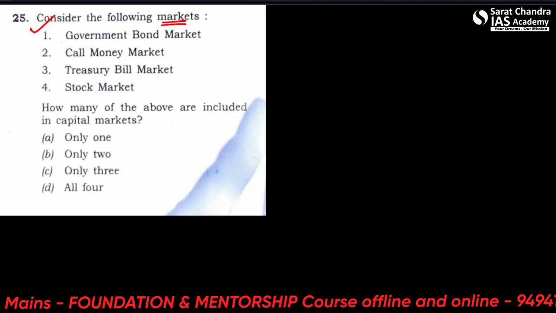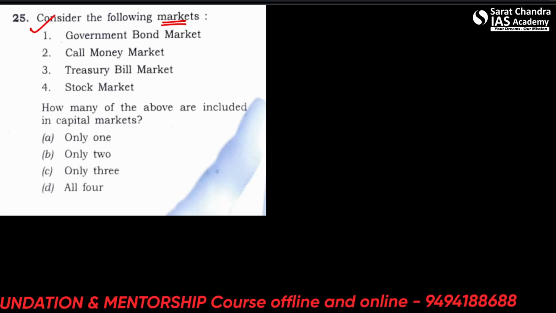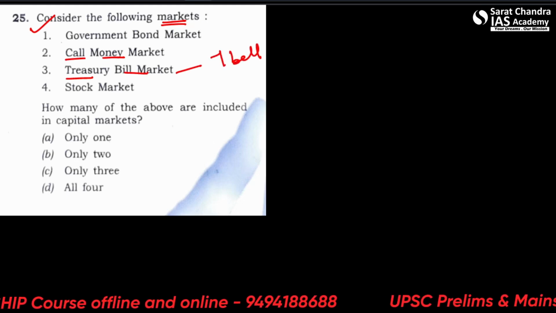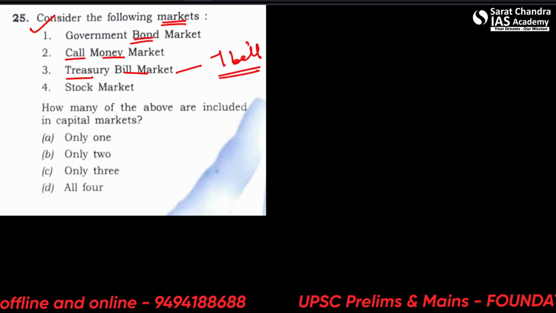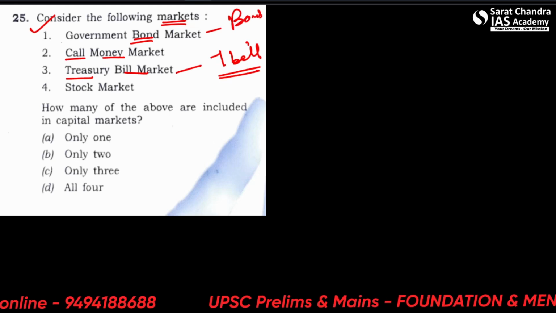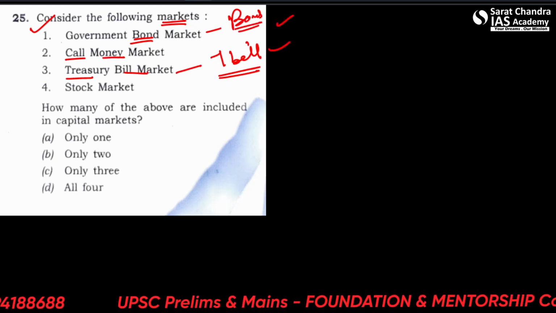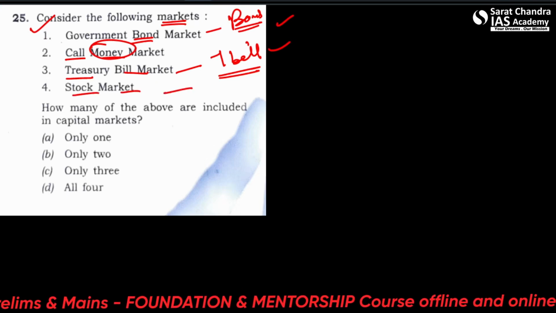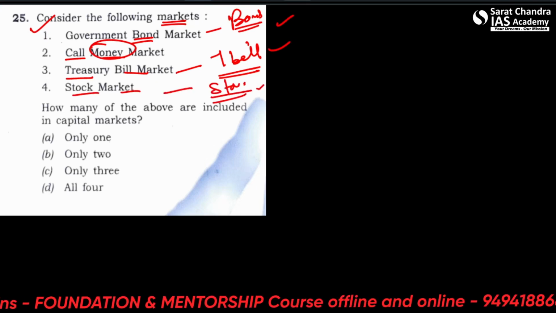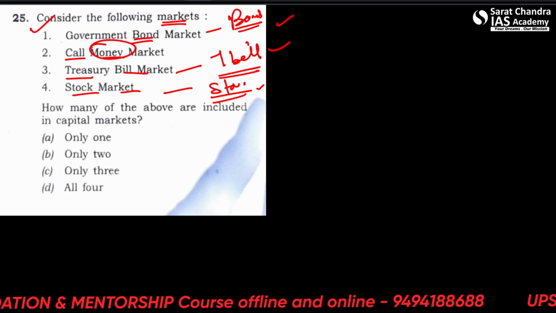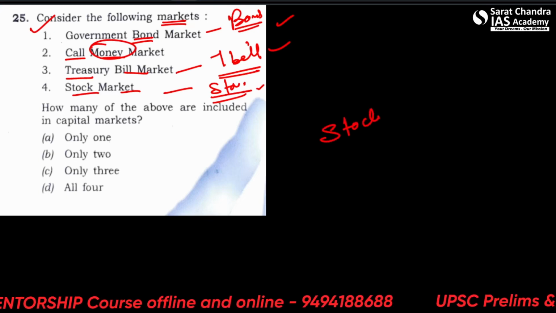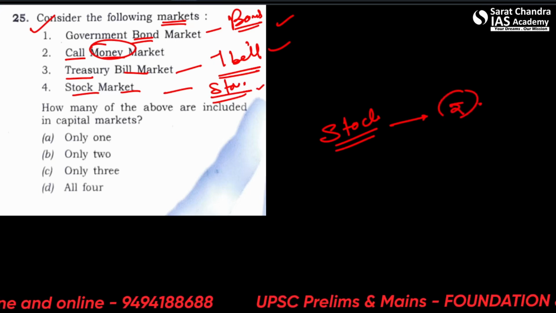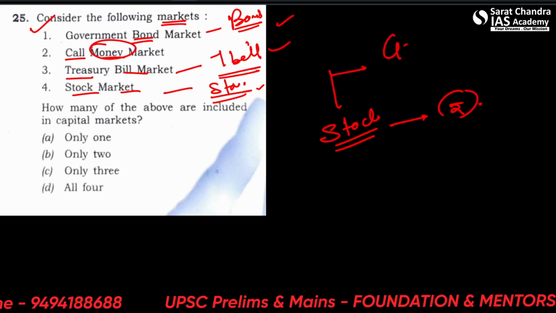So let's now come back to the question. Call money market, treasury bill market or T-bill market, government bond market. This is basically selling and buying of bonds, treasury bills, money market, and stock market. In the stock market, basically stocks are getting sold. People are buying the stocks in exchange of money on a prospect of growth, let's say.